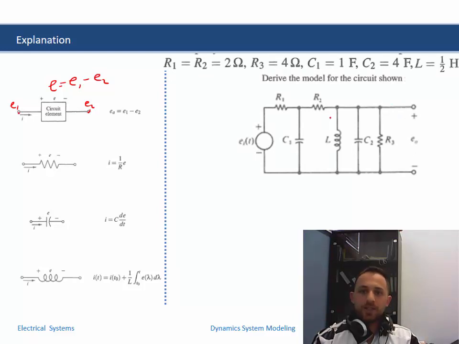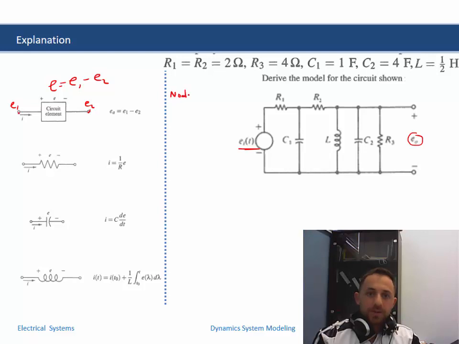Assume we are given this circuit and you are asked to obtain the differential equation that governs the response or the behavior of this circuit. So we want to replace this circuit with a mathematical model. You are given the input as the voltage source EI, and you are interested in the output voltage E0, which is across R3, C2 and L. So we are interested in looking at the response of this voltage.